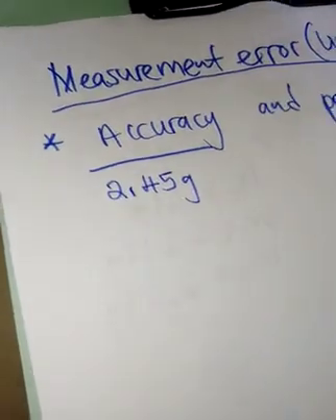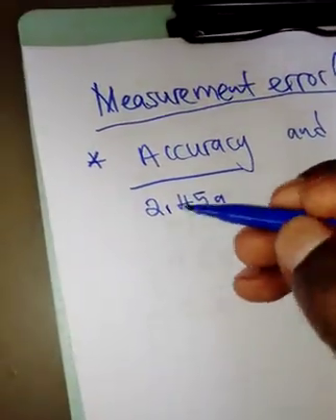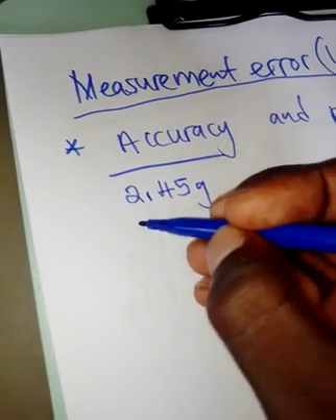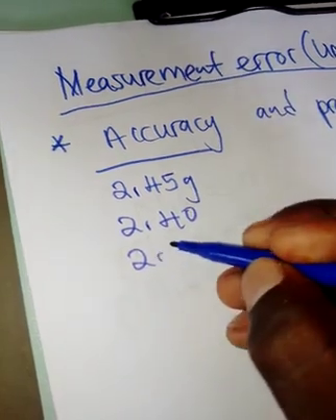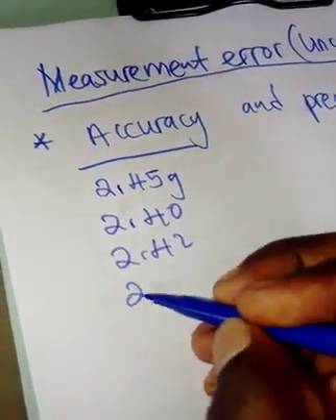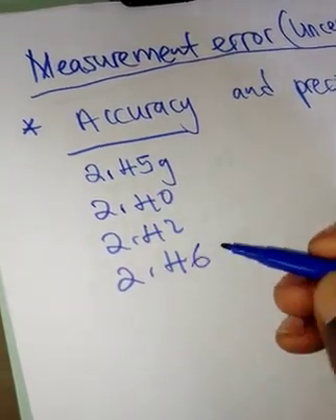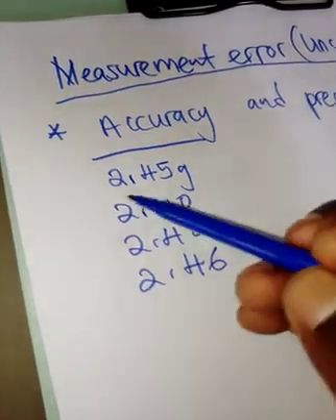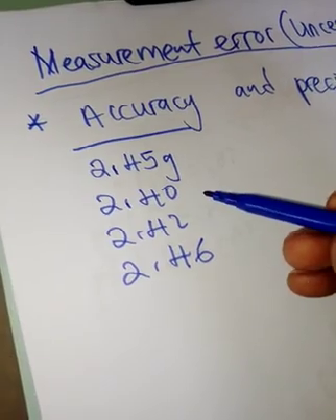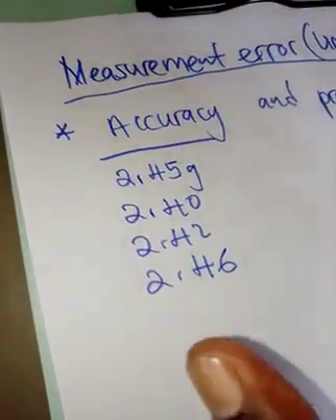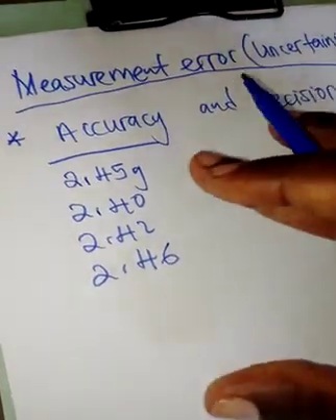2.45 grams. Let's say that's the standard value of the quantity. Then you start carrying out experiments. You find 2.40, you find 2.42, you find 2.46. So how close these measured values are to the true value, that is what we are calling accuracy. How close a measured value of the quantity is to the true value, that is accuracy.